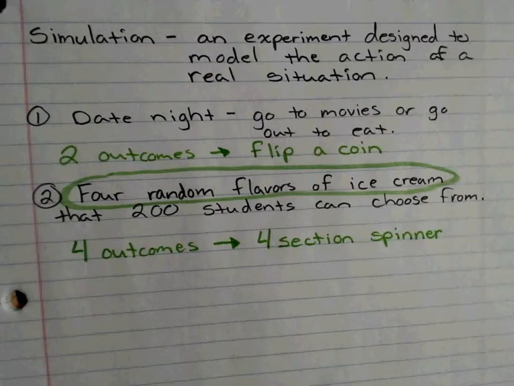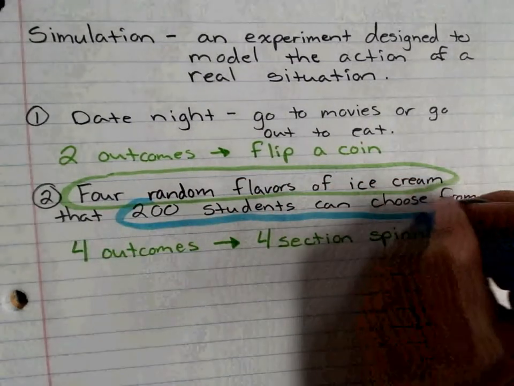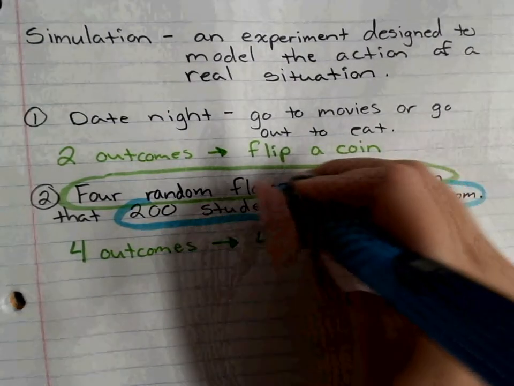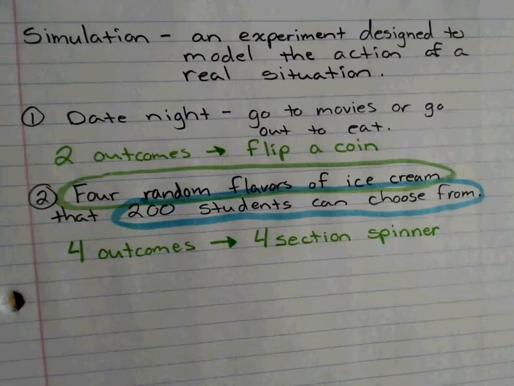Now, 200 students can choose from. That also is a very important number. Who thinks they can tell me what that would represent if we're talking about a probability situation? What do you think, Vincent? Say it louder. Very important to know that that is trials.